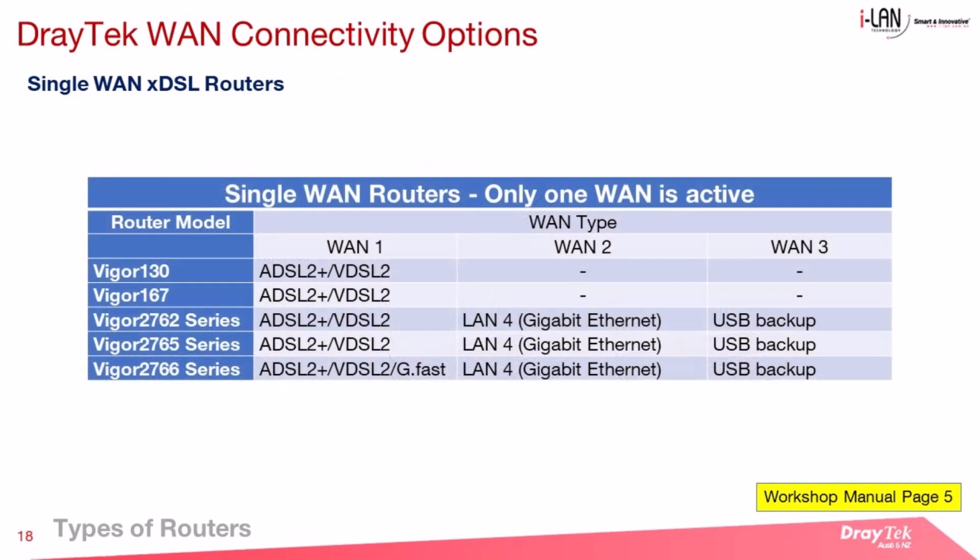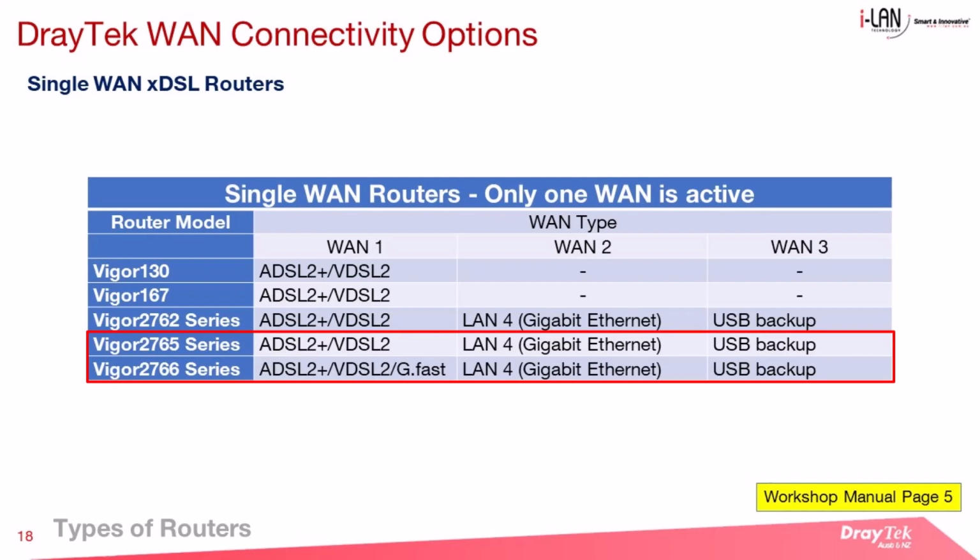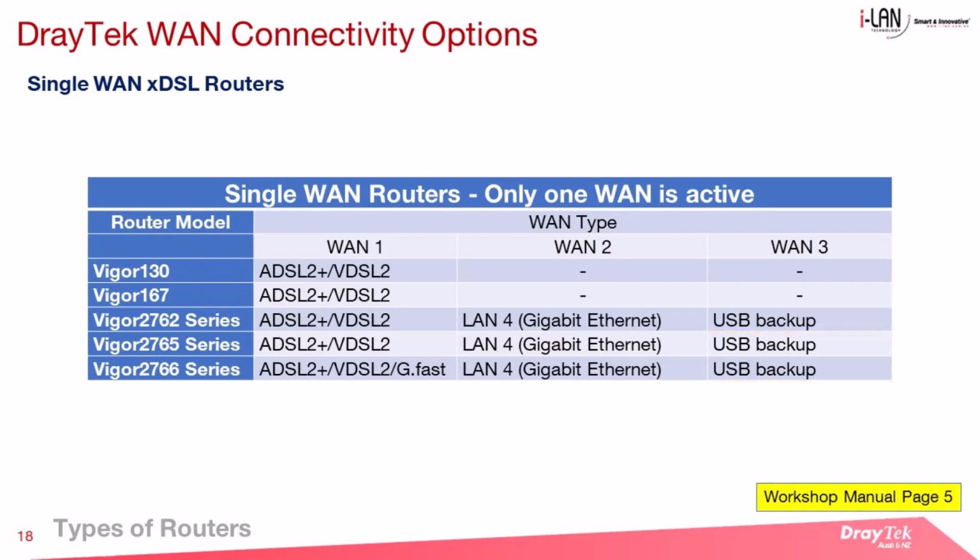And the main thing to be aware of is that they only support a single WAN connection. So the 2765 and 66 will support either ADSL or VDSL on that port. LAN port 4 can be configured as an Ethernet WAN port as well. And they also have a USB port, so you can plug in a supported 3G or 4G USB modem. Just keep in mind that while you can have 3 WAN connections, technically only one can be active at a time and the others can just sit there as backup.